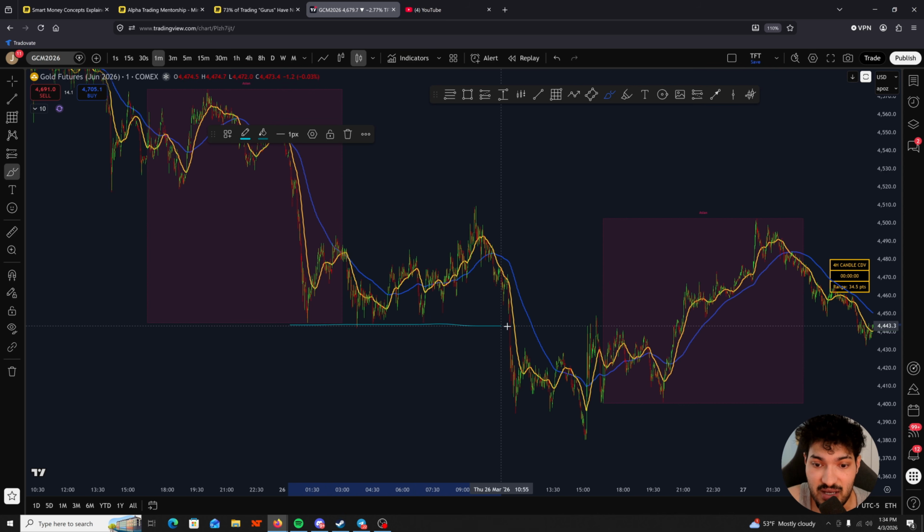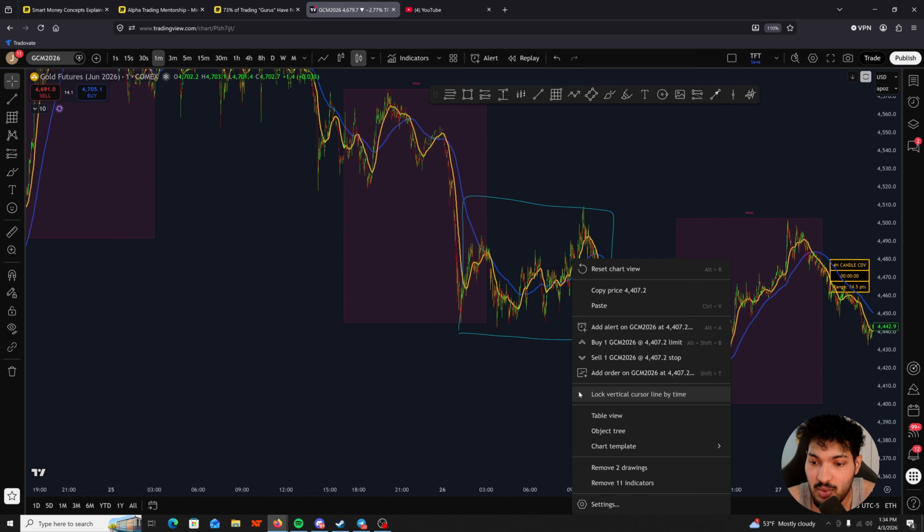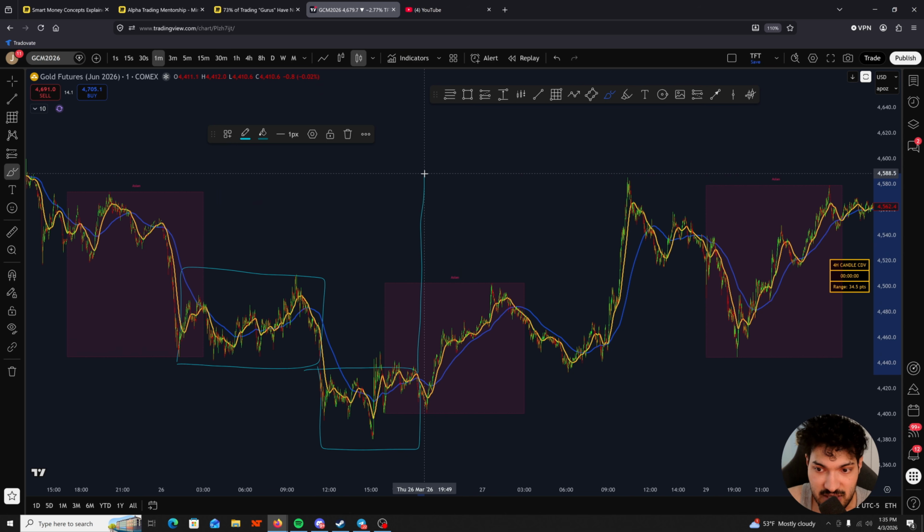We accumulate, we have a little range going on here. We manipulate that range, and all these people who are trying to buy here get stopped out in this little region. I'm going to do this one more time to give you a better example. Then we manipulate that region like this, we open up on Asian, and then we end up expanding all the way up here. This is that whole AMD model that I just showed you.